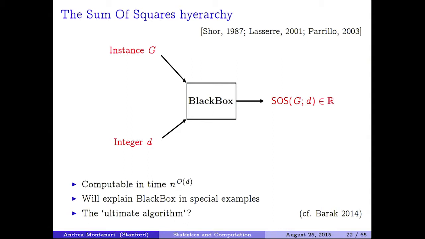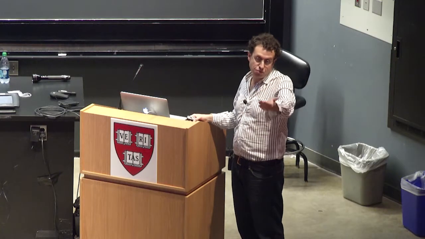It's a black box in which you input an instance of your problem. So in our case, it's a graph G and an integer D, and this spits out a number. The number is the solution of some optimization problem. And the important fact about this algorithm is that this is an approximation of some combinatorial problem that you want to solve, but it can be computed in polynomial time as long as the degree is finite, is bounded. Okay? So as D gets larger, this gives a sequence of approximations that is tighter, but more complex to compute.